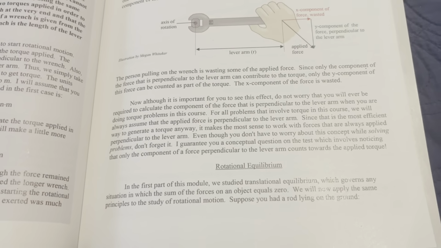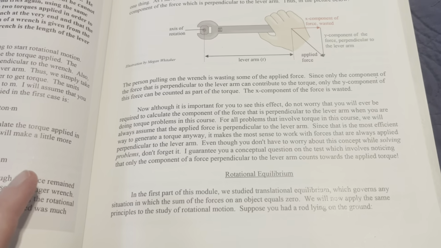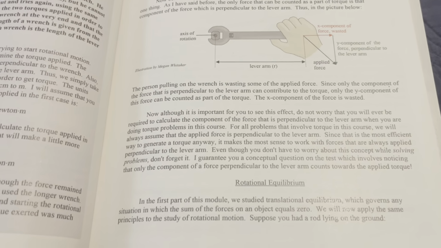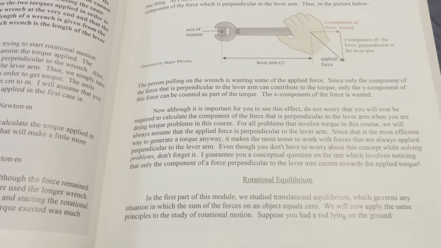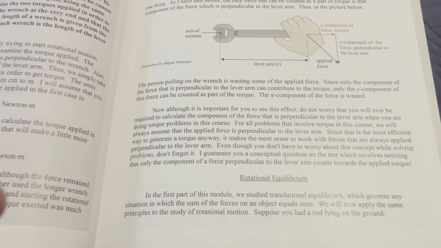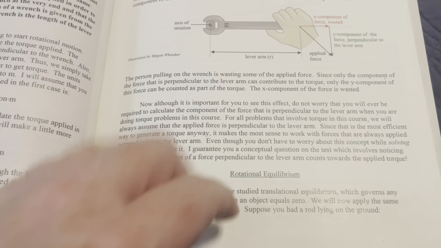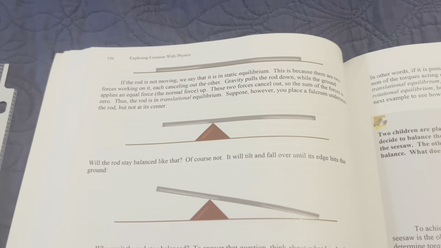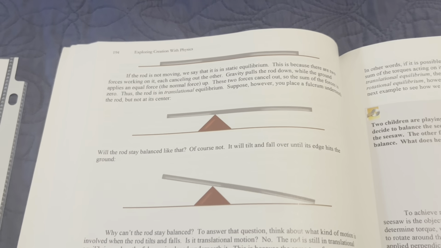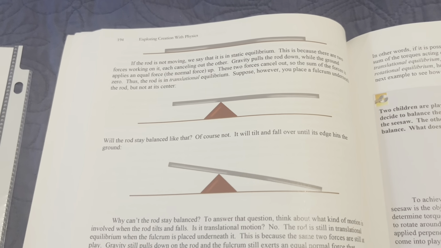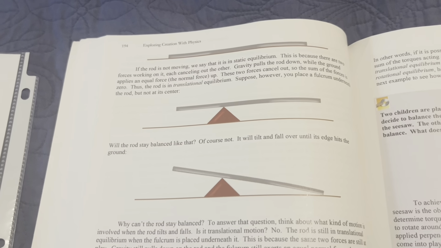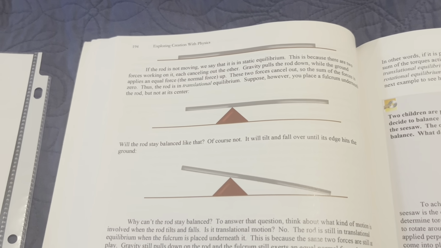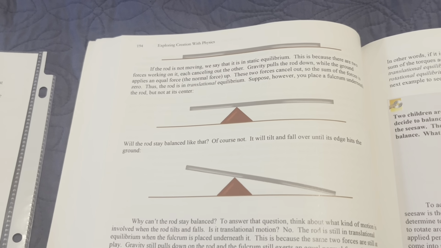Also, in the first part of this module, we were looking at translational equilibrium, in which the sum of the forces equals 0. And now we're going to apply the same principle when studying rotational motion, okay? So looking at this diagram right here, at the top, the rod's not moving, so we're going to say it's in static equilibrium, right? There are two forces working on it, each canceling out the other. Gravity pulls it down, while the ground applies an equal force, the normal force, up.